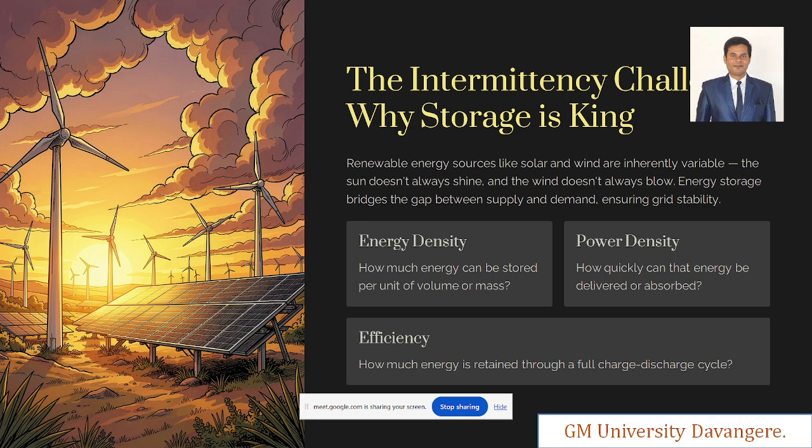The sun does not always shine, right? From morning to evening we can have radiation, but after 6 p.m., around 7 p.m., we don't have that much radiation to generate power. And the wind does not always blow, so we cannot depend upon the wind. That's why we have to integrate these two renewable energy resources with energy storage. The energy storage will bridge the gap between supply and demand, as I discussed in the last classes.